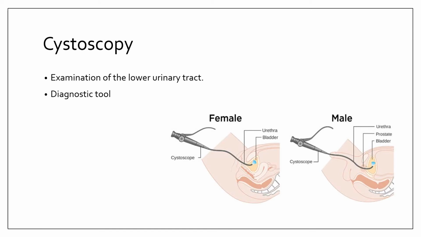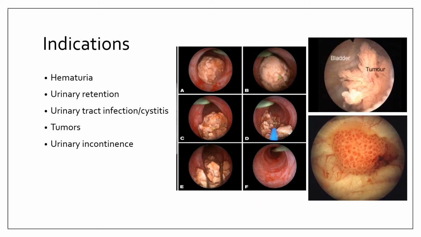The next procedure we're going to talk about is a cystoscopy, which is basically examining the lower urinary tract. They use a special cystoscope, and we have flexible and rigid cystoscopes. It's mainly a diagnostic tool to go in and see what's going on. They can put these cystoscopes up the urethra into the bladder. You can see the male prostate. They have ureteroscopes that will go up further so that they can look into the patient's ureters to see any problems with their kidneys as well.